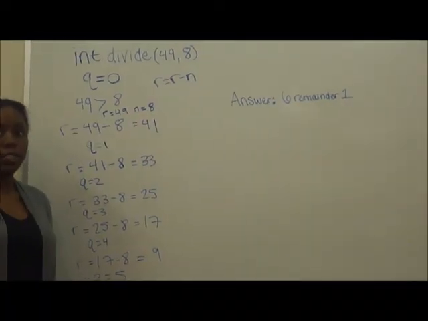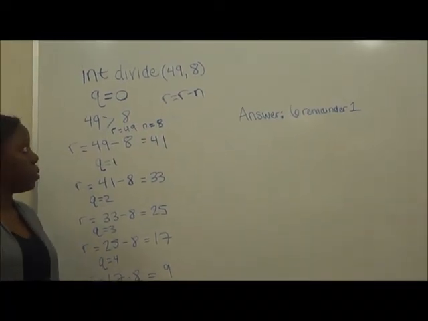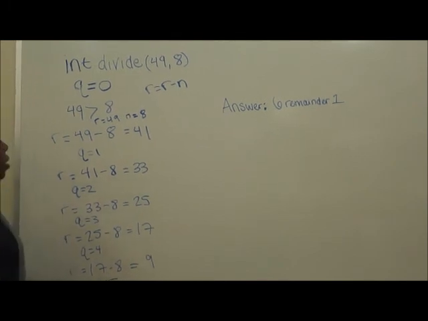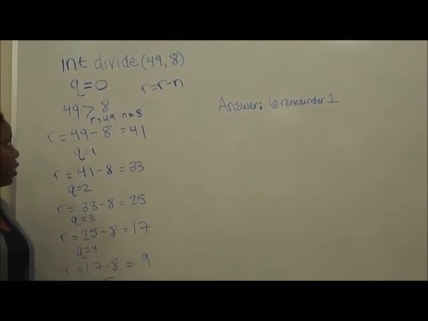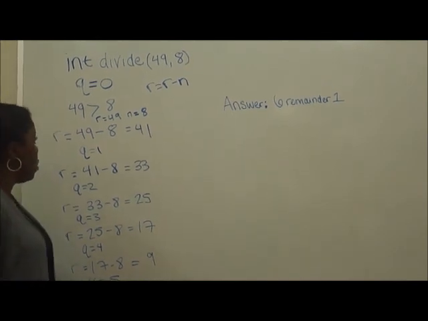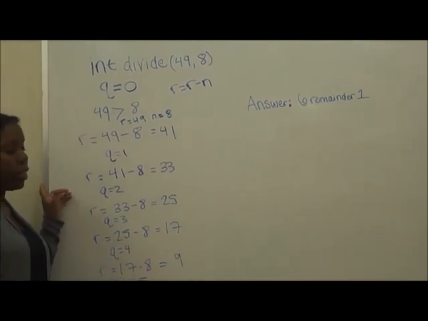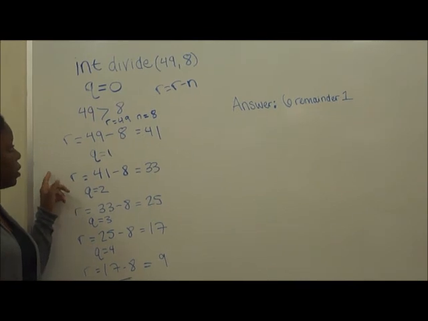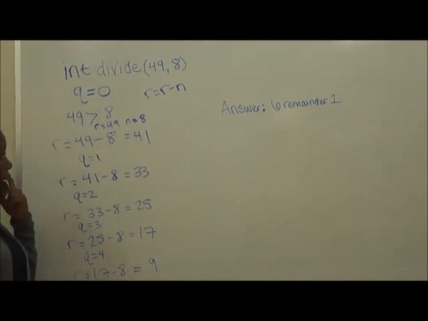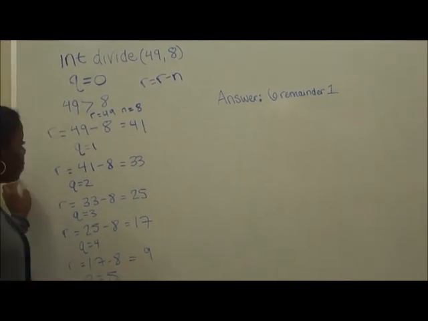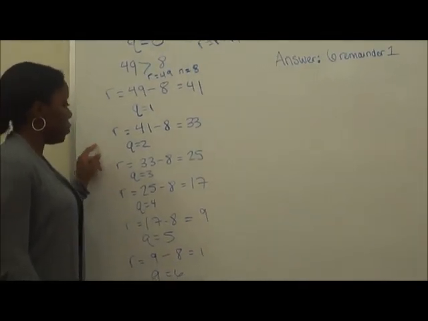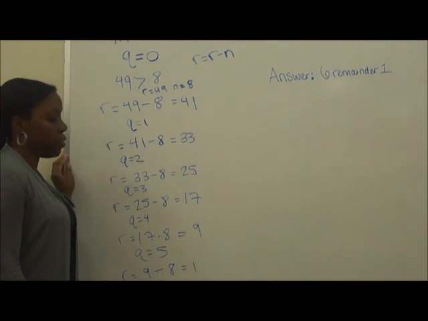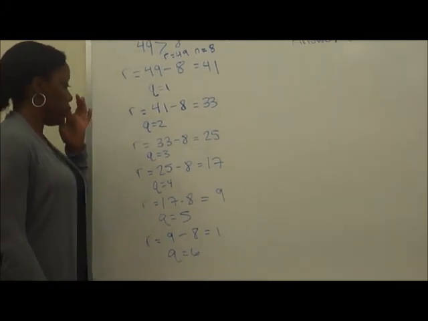I will be explaining the division algorithm. We'll be using the numbers 49 and 8. Since 49 is greater than 8, 49 is equal to r and 8 is equal to n. We subtract 8 from 49 to get 41. We increment q to 1 because that's the first subtraction. We then subtract 8 from 41 to get 33. Q is then 2. We subtract 8 from 33 to get 25, and then q is 3.